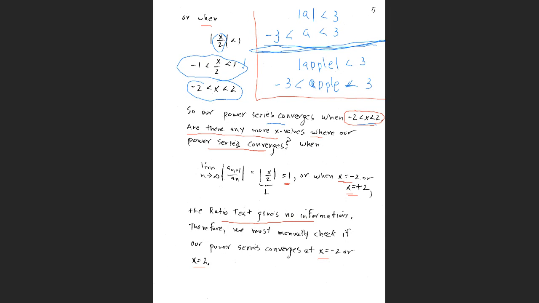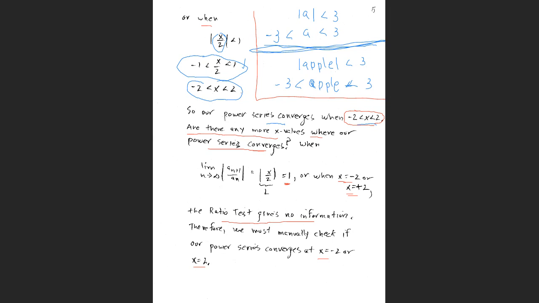How many remember that? That when the limit equals 1, the ratio test is uninformative. Okay, Nicole remembers that. Jacob remembers that. That's from section 8.4.